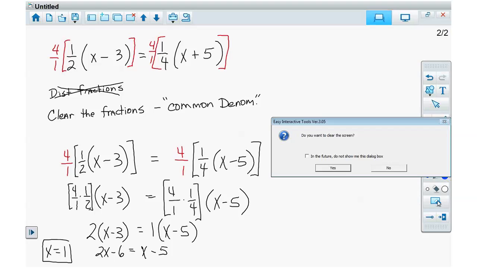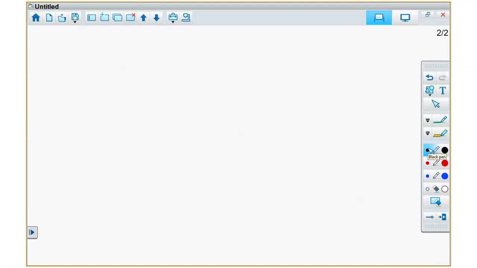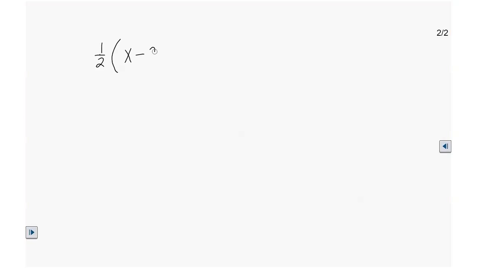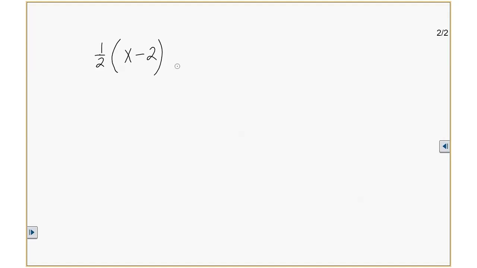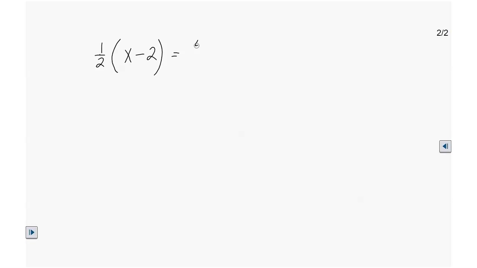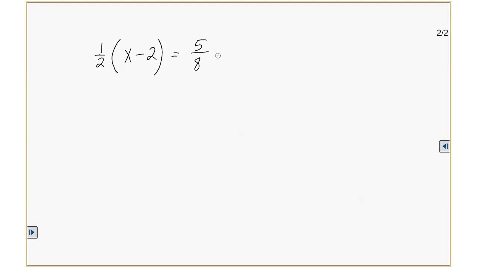All right, y'all do this one. These are the ones that I like to put on the test. These fraction equations: 1/2 times x minus 2 is equal to 5/8 times x minus 3. I would say probably 50% of your test is going to be made up of these.